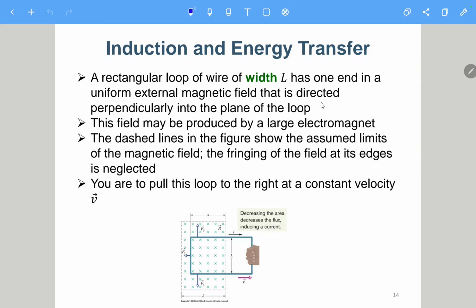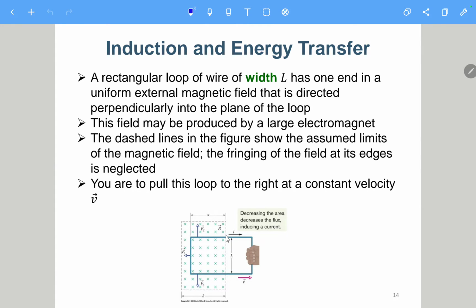external magnetic field that is directly perpendicular into the plane of the loop. So here only in this area we have a magnetic field which is uniform over this area, but outside this area we assume the B field is perfectly zero. Okay, so this is the assumption. Here we try to pull this rectangular loop out of the magnetic field. You can see this is the velocity pointing to the right side.